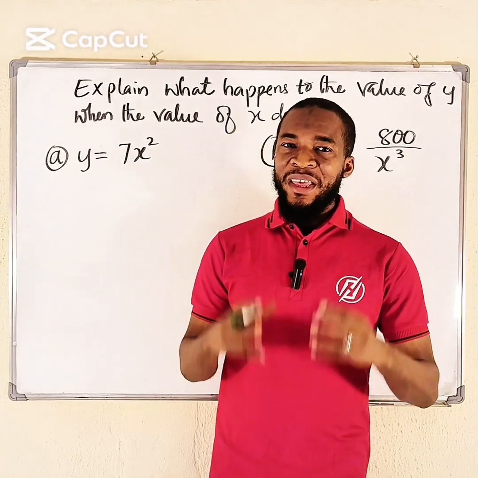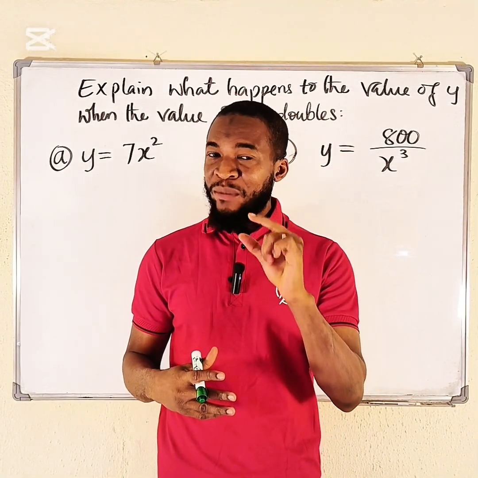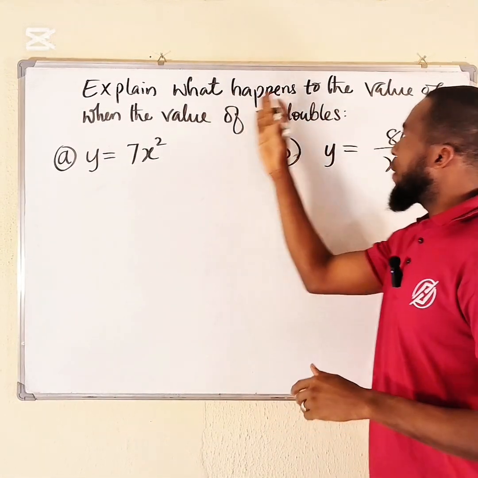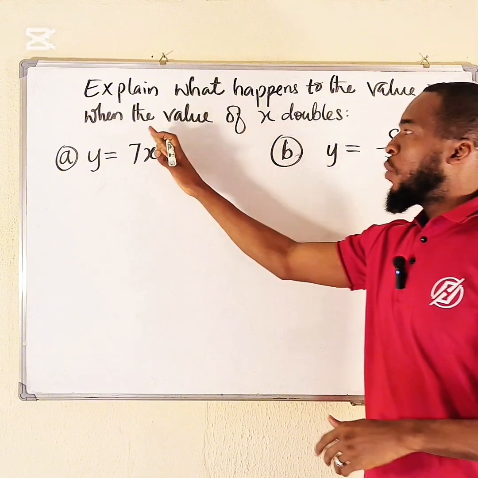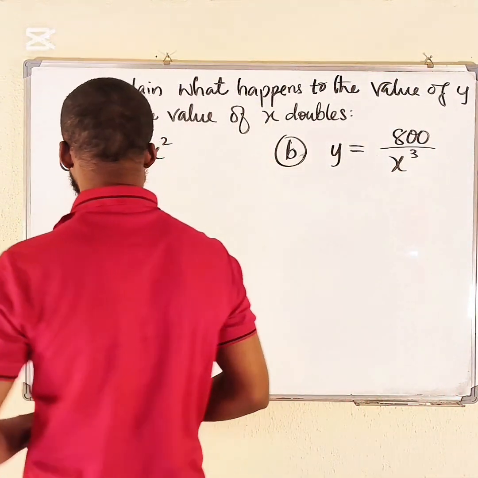Hello everyone, here is our second problem related to the JSS3 curriculum, as I stated earlier. The question reads: explain what happens to the value of y when the value of x doubles. And we have two problems. Let's start with the first one.